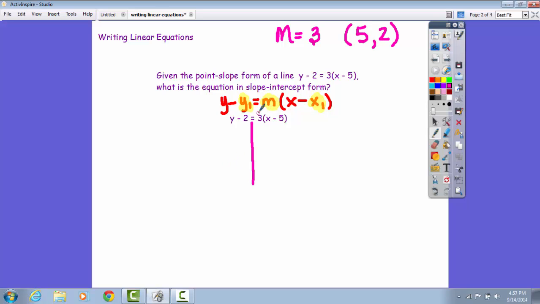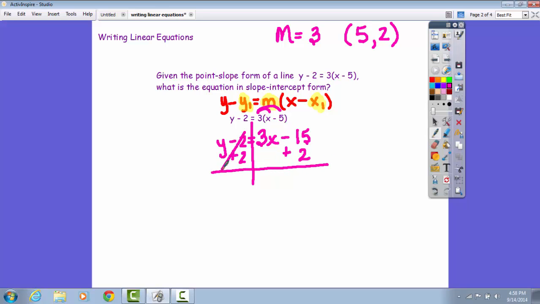The first thing that I see that I can do is I can distribute this 3 on the right side of the problem. In distributing the 3, I will get 3x minus 15. I bring down the y minus 2. Now if you'll notice that the right side of the problem, 3x minus 15, already looks like mx plus b. The only problem is this minus 2 on the left side of the problem is out of place. So we need to move it to the right side of the problem. Well, the opposite of minusing a 2 would be to add 2 to both sides.